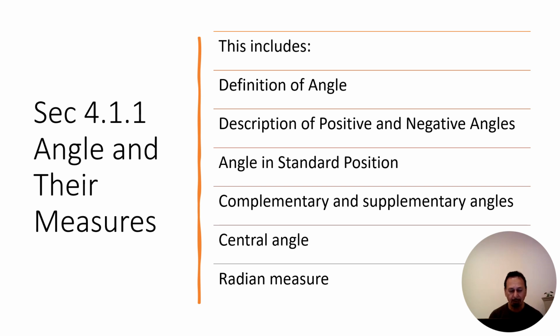4.1.1 Angles and their measures. This section includes the definition of angle, a description of positive and negative angles, angle in standard position, complementary and supplementary angles, central angle, and radian measure.